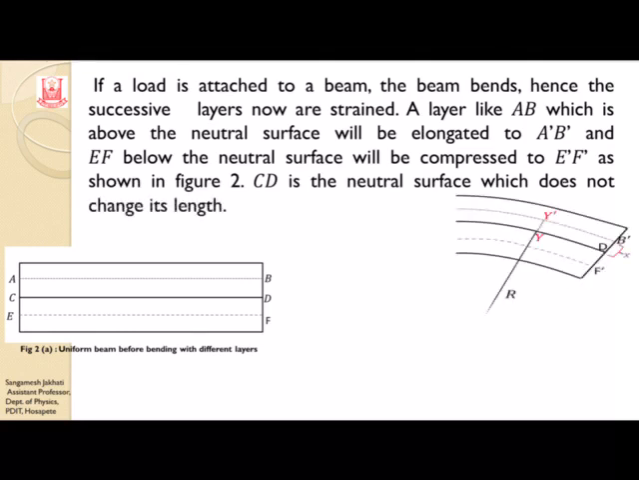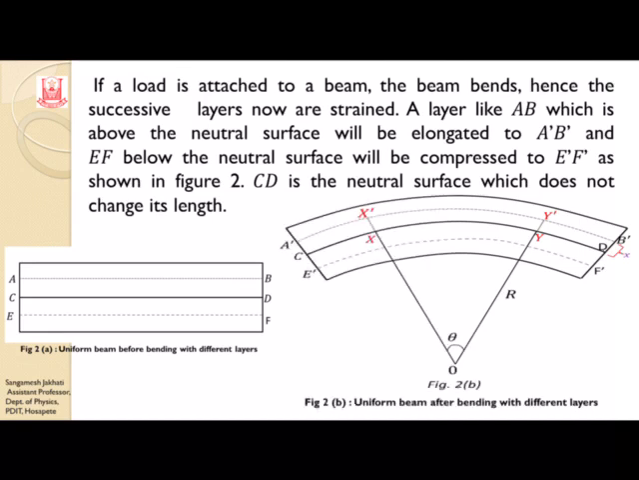So here if you compare the beam, the left side figure is the beam before bending, that is figure 2A before bending. Figure 2B, that is the right side, is after bending. So if you consider a particular layer like AB, present in the upper portion of the beam above the neutral surface, it will be elongated after bending to A dash B dash. So that is getting elongated to A dash B dash.